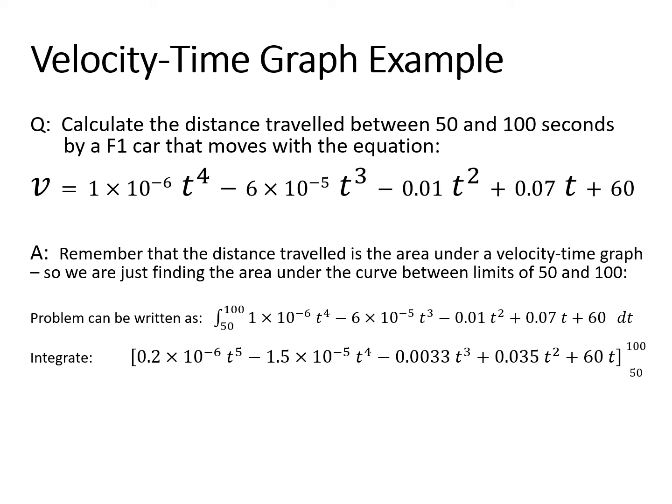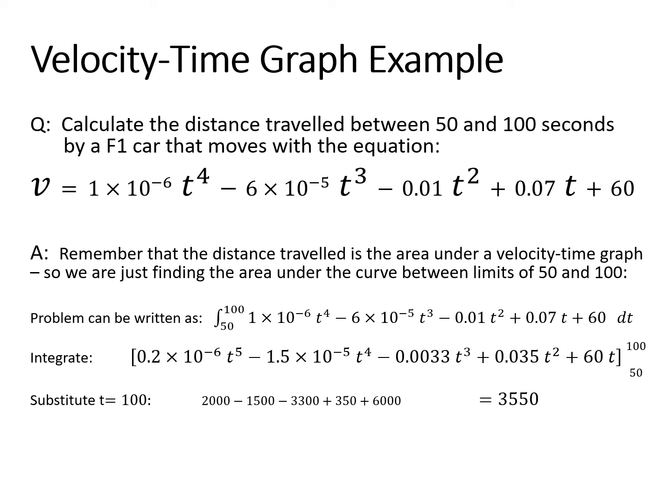we've got 0.2 times 10 to the minus 6 t to the power of 5, minus 1.5 times 10 to the minus 5 t to the power of 4, minus 0.0033 t to the power of 3, plus 0.035 t squared plus 60t, and the limits are 100 and 50. So we put in 100 and we end up getting the answer 3,550.